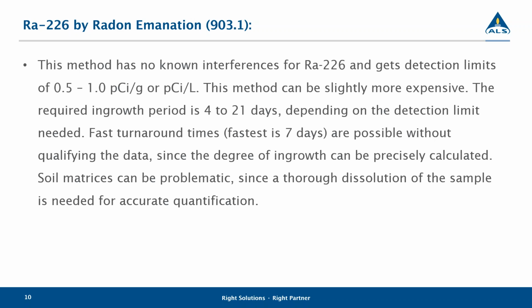The ingrowth period is not 21 days like you have for gamma. We don't have the 14-day decay period that you need for the gas flow proportional method, but you still do need some time to ingrow that radon gas in there. So we have at least 4 days. The longer your ingrowth period is, the lower the detection limit you can get.